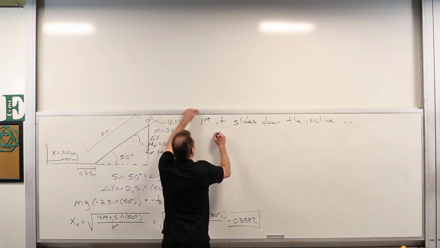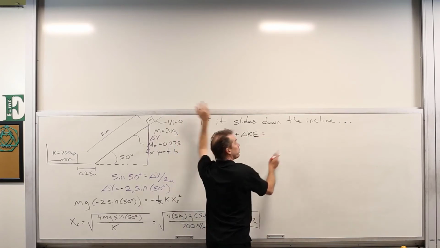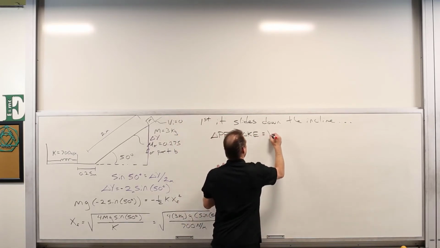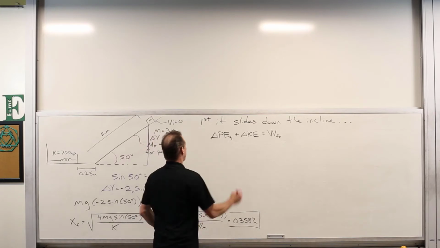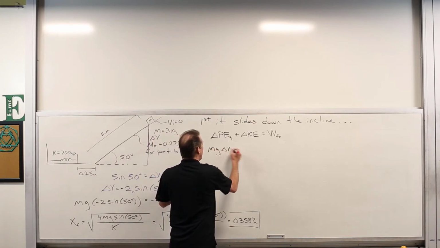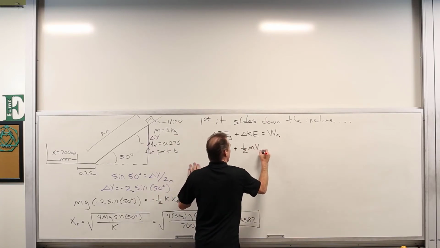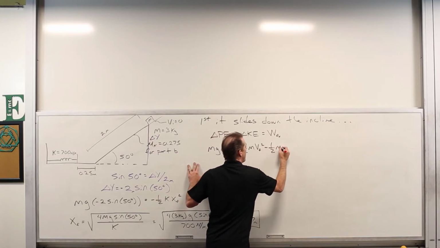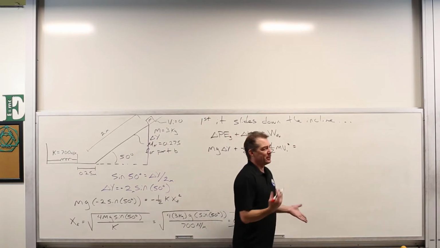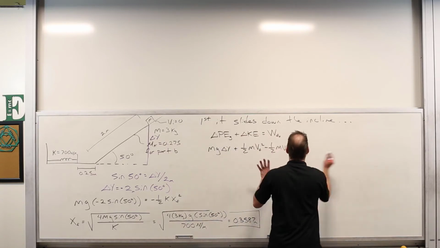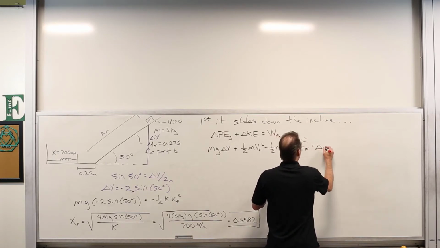So we have delta PE sub G plus delta KE has to be equal to the work done by the non-conservative forces, which is just friction in this case. So work done by kinetic friction. We can figure out what this is. This is our mg delta y. This is our 1/2 m v final squared minus 1/2 m v initial squared. And that has to be equal to the work done by friction, which we should already have a good grasp of. Let's write this out formally. We've got F sub k dot delta r.